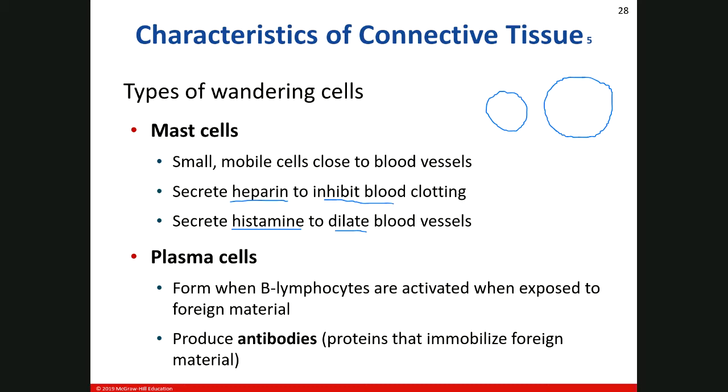So the mast cells, which are in the tissue near the blood vessel, will release the heparin. If any blood gets into that tissue, it stops the blood from clotting right away. Because if it clots right away, it'll block off the cells that we need to still be streaming in from the blood vessel. And not only that, histamine will dilate.